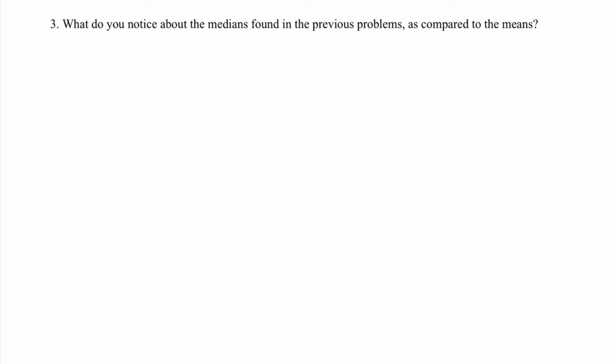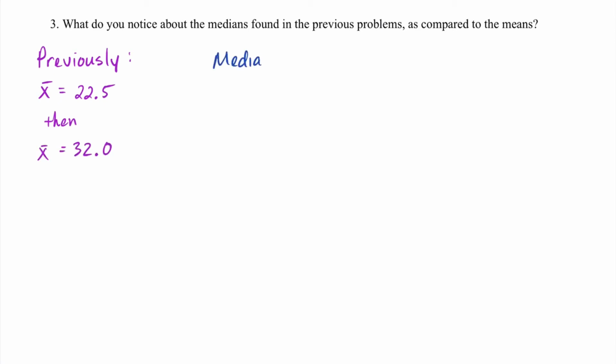Now part 3 asks, what do you notice about the medians found in the previous problems that we just did as compared to when we found the means of the same data? Now when we found the means previously, for the first set of data we got a mean value of x bar equal to 22.5. For part C, we had an x bar value of 32.0. Then we just found the medians of the same 2 samples, where we got a median of 24.5 and then a median of 31 for the second set of data.